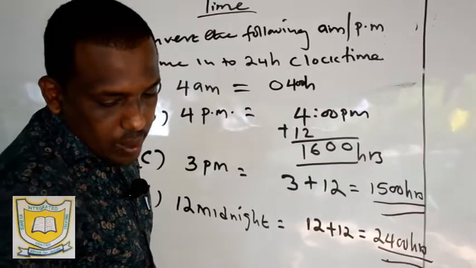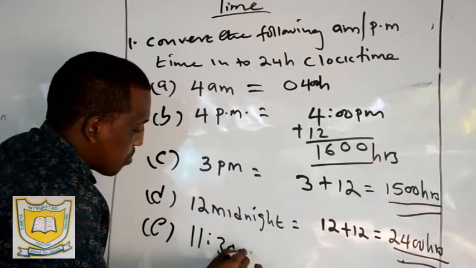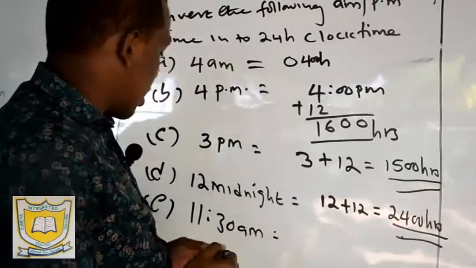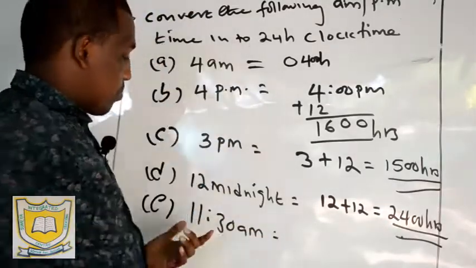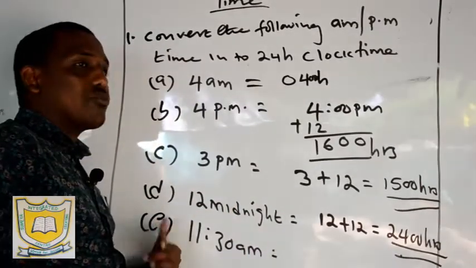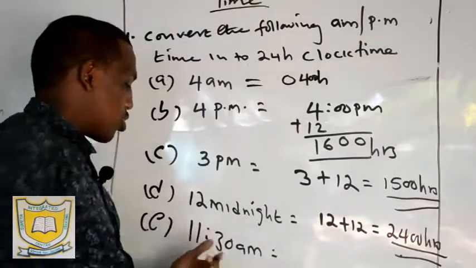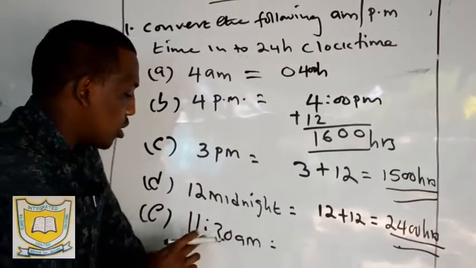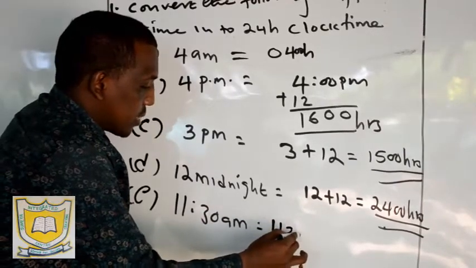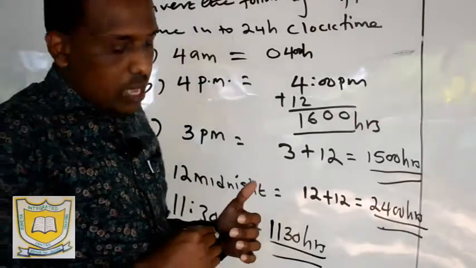You are told 11:30 a.m. You are told to change it into 24-hour clock system. Now this one is a.m., and it is after 10. If it passes 10, like 11, we don't add the 0 in front. What we do is only ignore the dots. So it will become 1130 hours. That is how we solve.